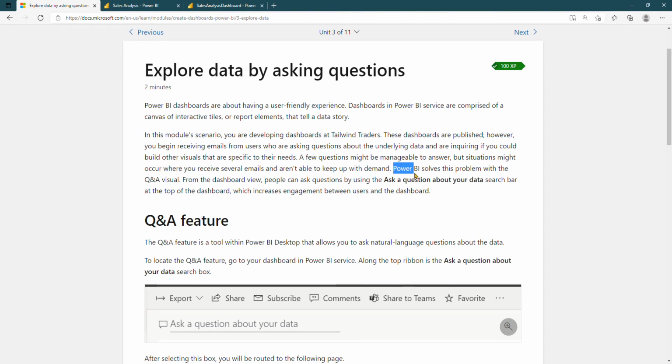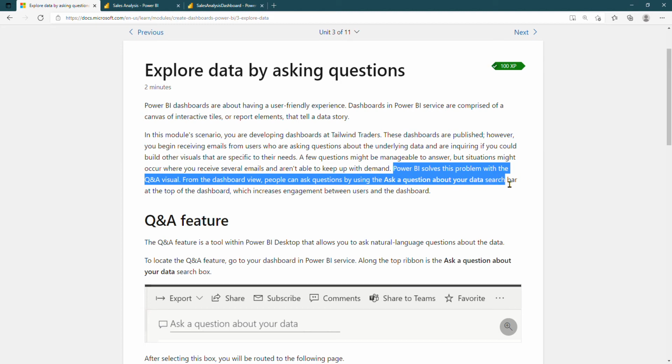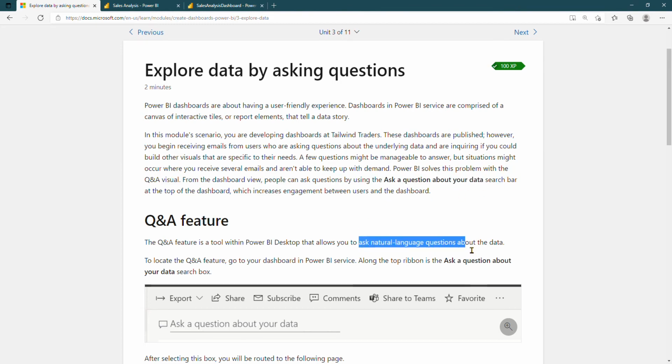So Power BI solves the problem with the Q&A visuals. From the dashboard view, people can ask questions about the data, and they use natural language. So I thought of trying this.